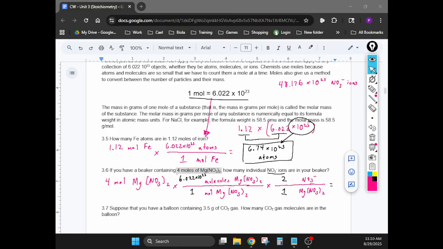Incomplete answer. Okay. And again, all we did was take the normal numbers 4, 6.022, and 2, and multiply them, and then we got times 10 to the 23rd.